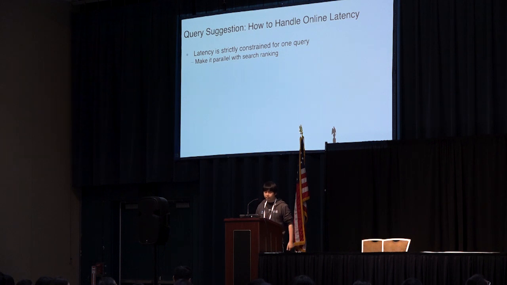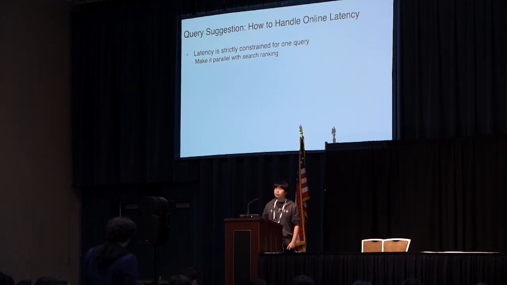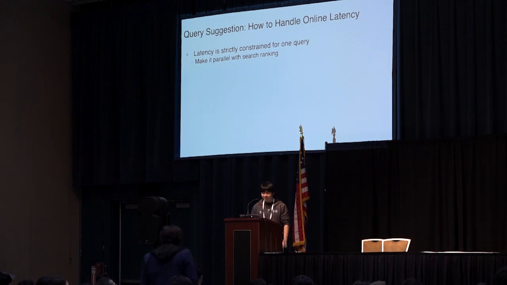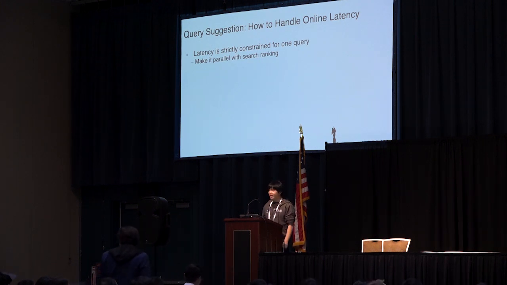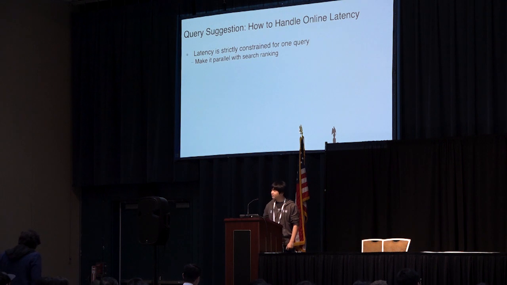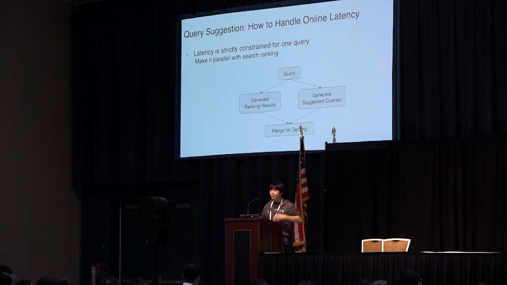With that, we also have a latency concern. Sequence-to-sequence takes a lot of time to compute online. But here we are lucky because, due to the application itself, it can run in parallel with search ranking. For example, when the query comes in, on one branch we just compute the ranking, and on another branch, in parallel, we compute the suggested queries. Then we merge together. In this case, we can mitigate the latency concern.